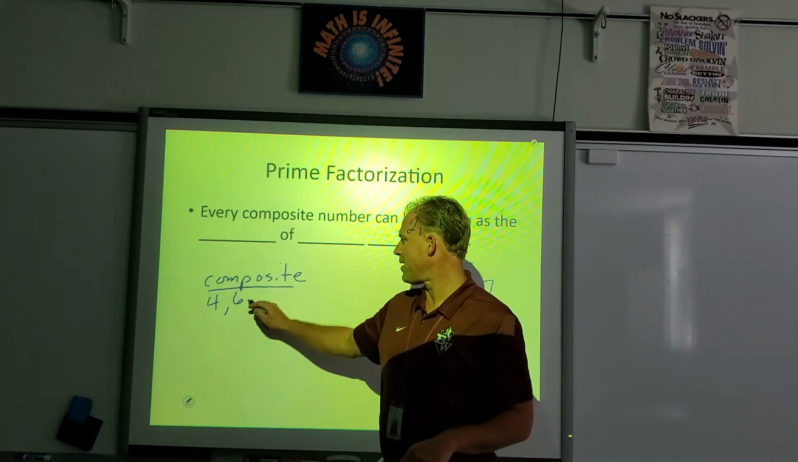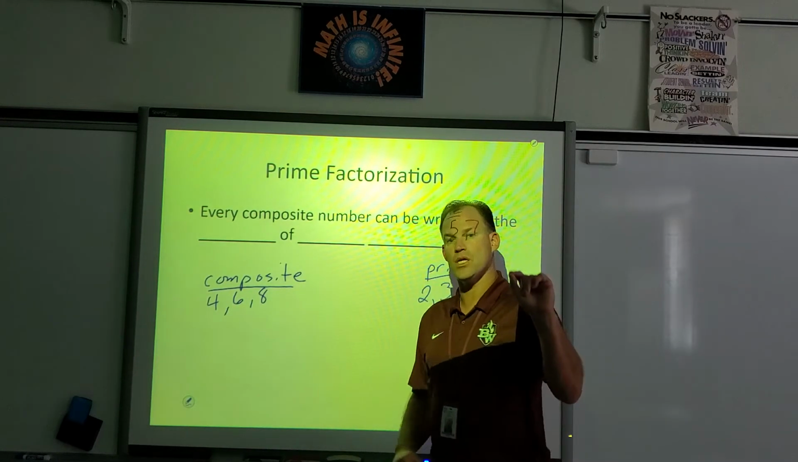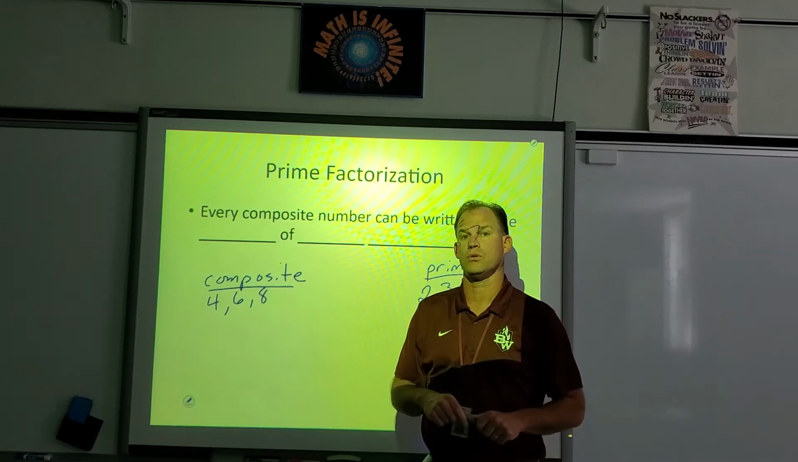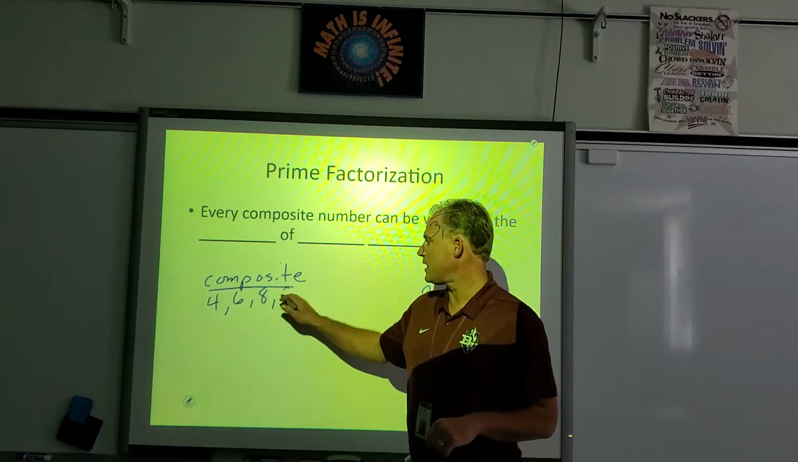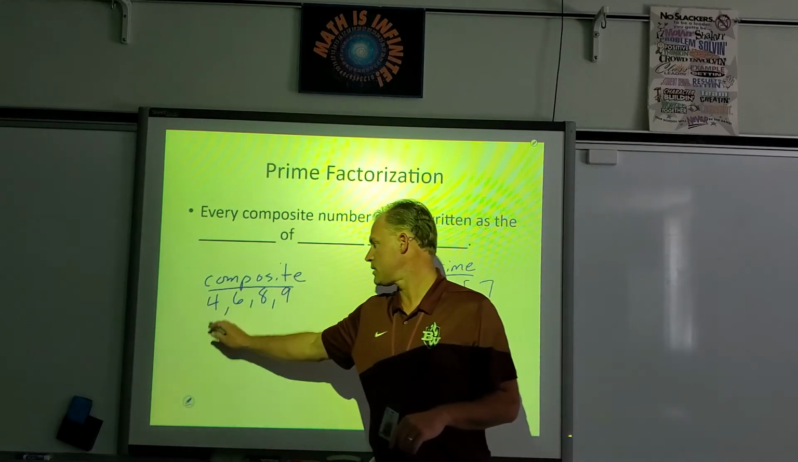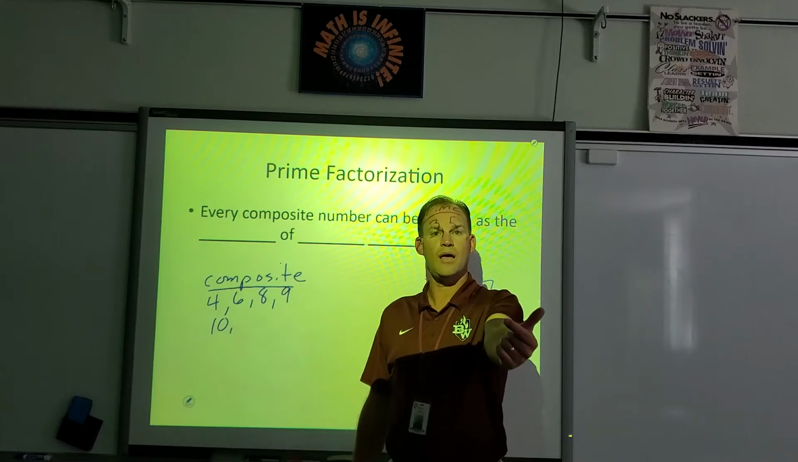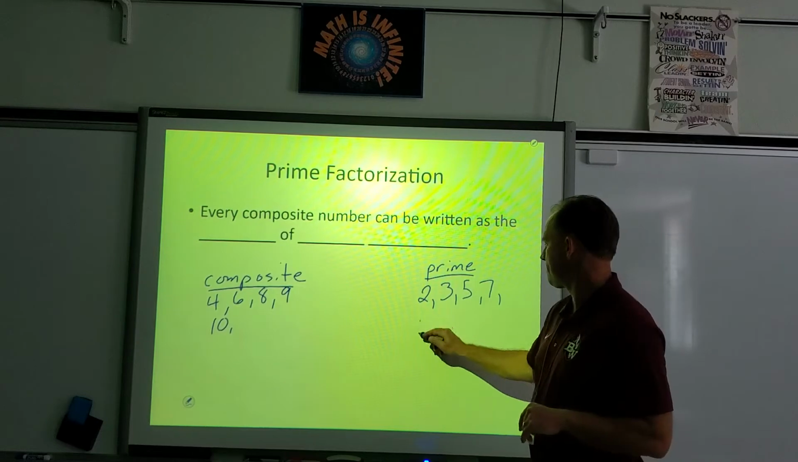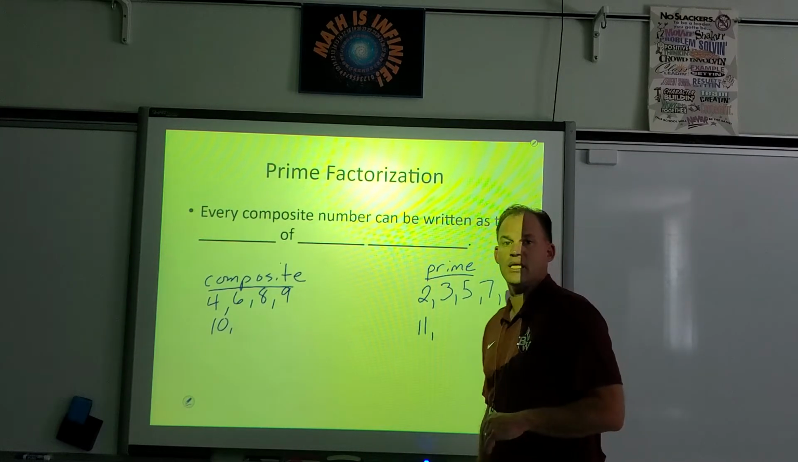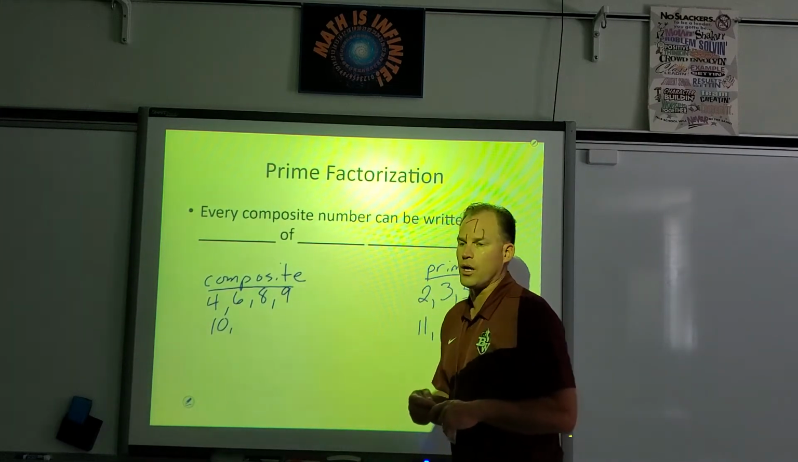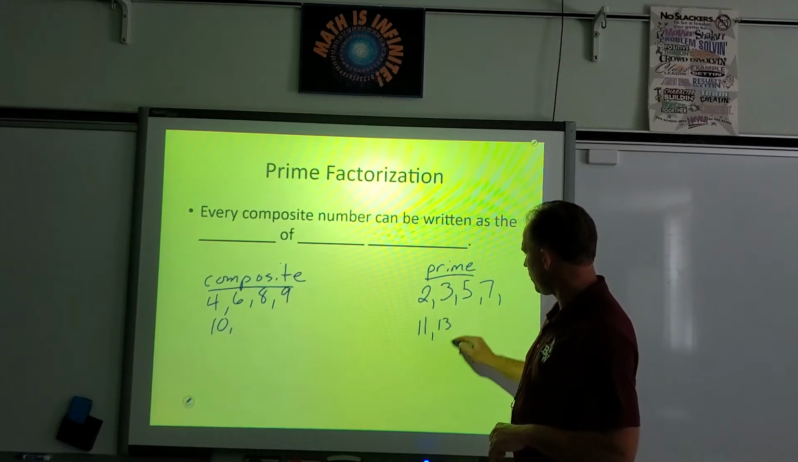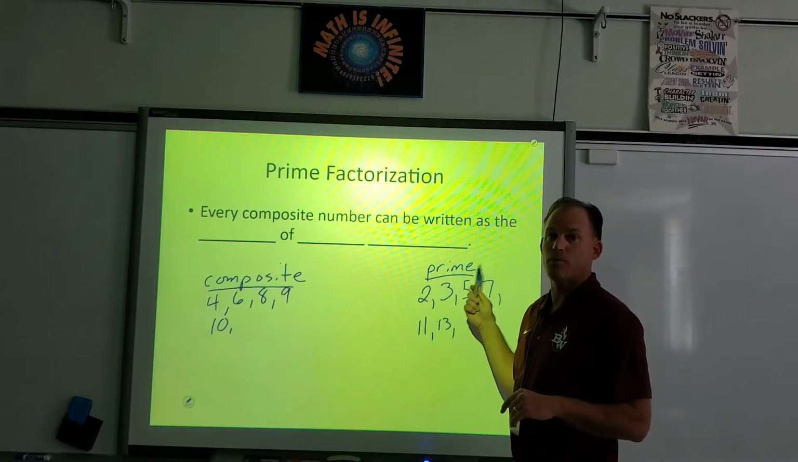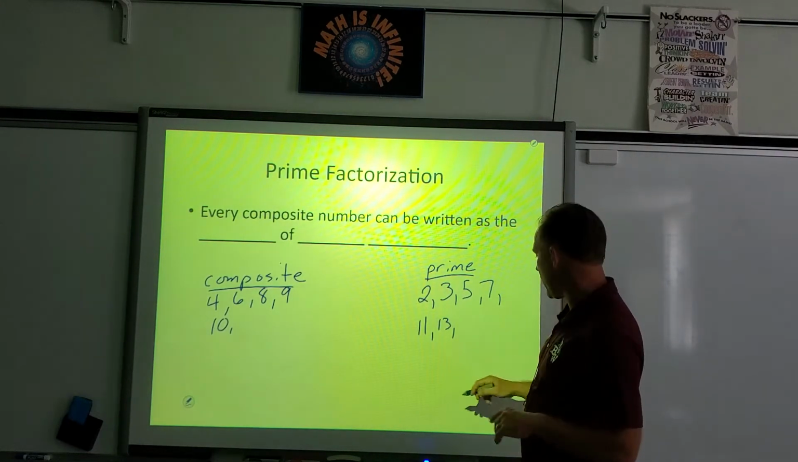8, composite. All even numbers except 2 are going to be composite because 2 can always go into those numbers. So 8, 9 is 3 times 3. 10, get to 11. Only thing that goes into 11 is 11 and 1. We could do this list on and on. The important numbers to remember are the prime numbers. Lots of composite numbers. Prime numbers get pretty rare as you get higher and higher.